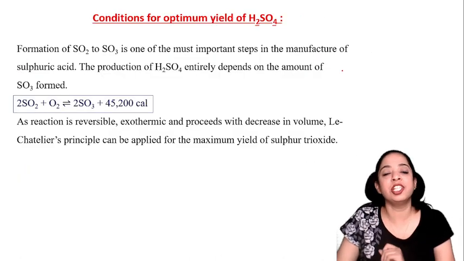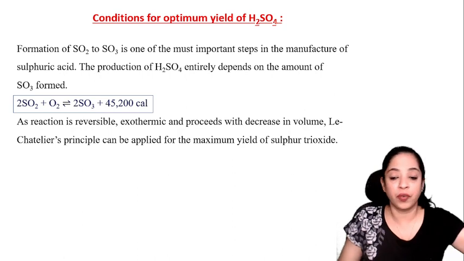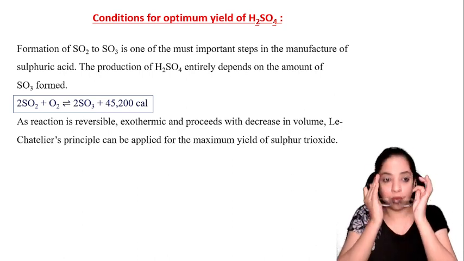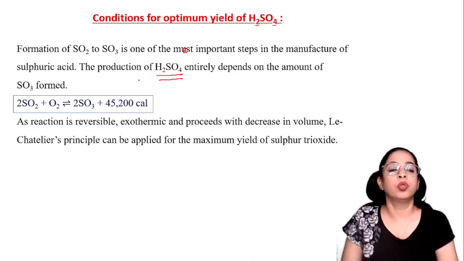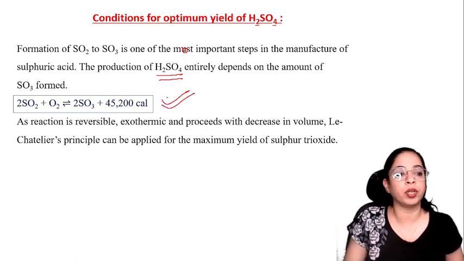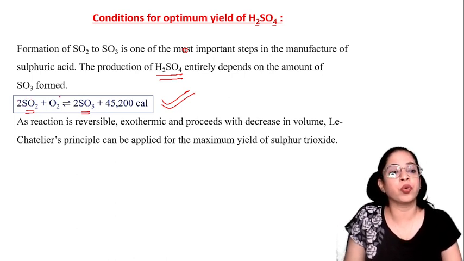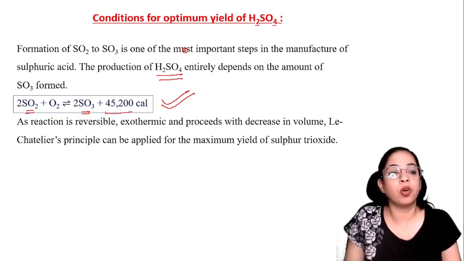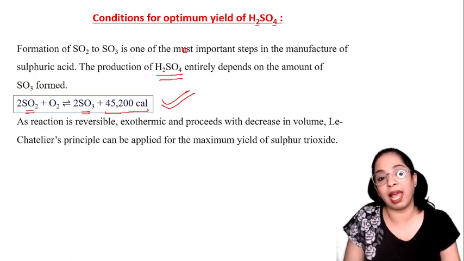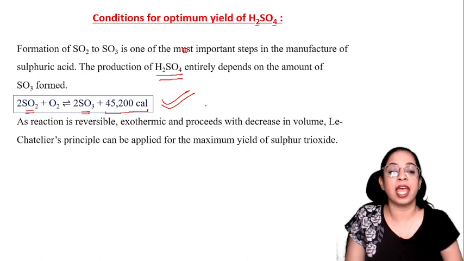Now let's talk about the conditions of the optimum yield of H2SO4. Now this is really important, children. Formation of SO3 from SO2 is one of the most important steps in the manufacture of sulfuric acid. The production of H2SO4 entirely depends on the amount of SO3 formed. So this reaction, the conversion of SO2 to SO3, is the most important. You remember the reaction: 2 molecules of SO2 react with 1 molecule of oxygen to form 2 molecules of SO3, and around 45 kilocalories, so around 45,200 calories, of heat is evolved. So it is an exothermic reaction.